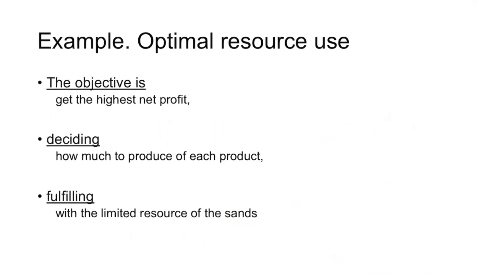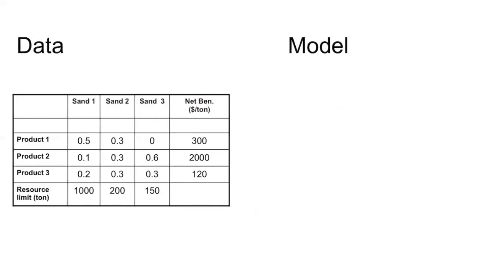What are the decisions that we have to make? How much to produce of each product? How much are we going to produce of each of them? Well, we have some constraints we have to fulfill. We have some limited resources of the sands. This is the data, given in this table. So from sand number 1, I have a stock. Let's assume that we don't need to pay for this.